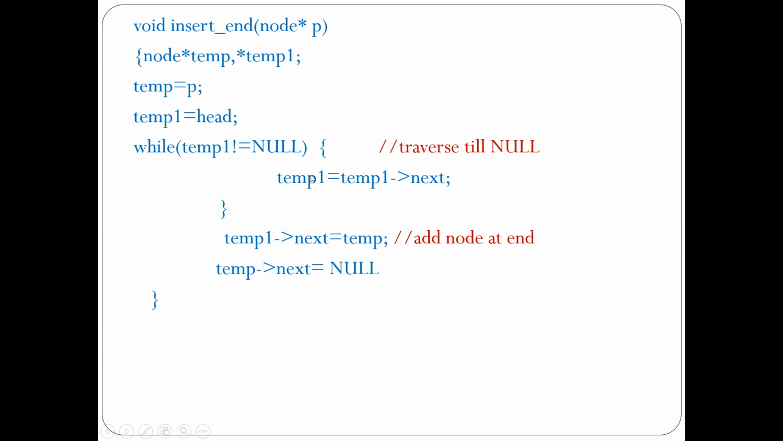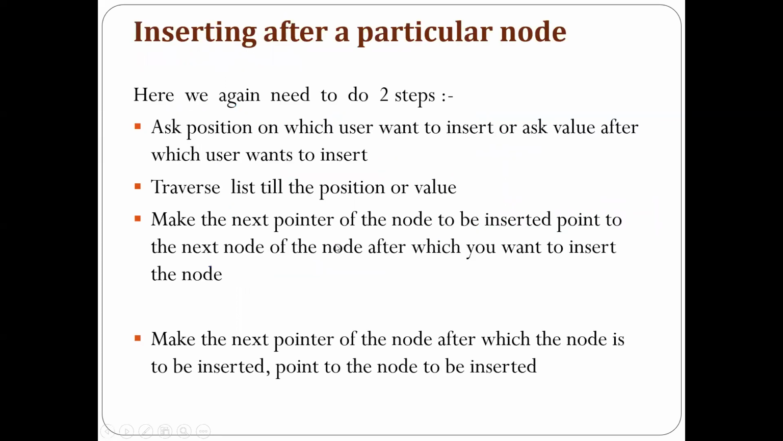whenever temp1 reaches the last node, we have to stop there. If I execute the same condition, temp1 is not equal to null, your temp1 will be shifted outside the list. That we don't want here. So write the condition like while temp1 next is not equal to null, temp1 is equal to temp1 next. And then after that, temp1 next is equal to temp. What it will do? It will establish the link between the last node and the new node. This is the insertion at the last position.